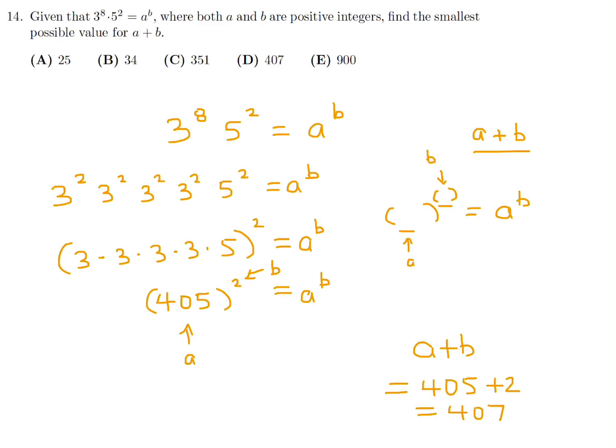Okay? 407 is a highway in Toronto, as some of you know. Those of you that are from the greater Toronto area.